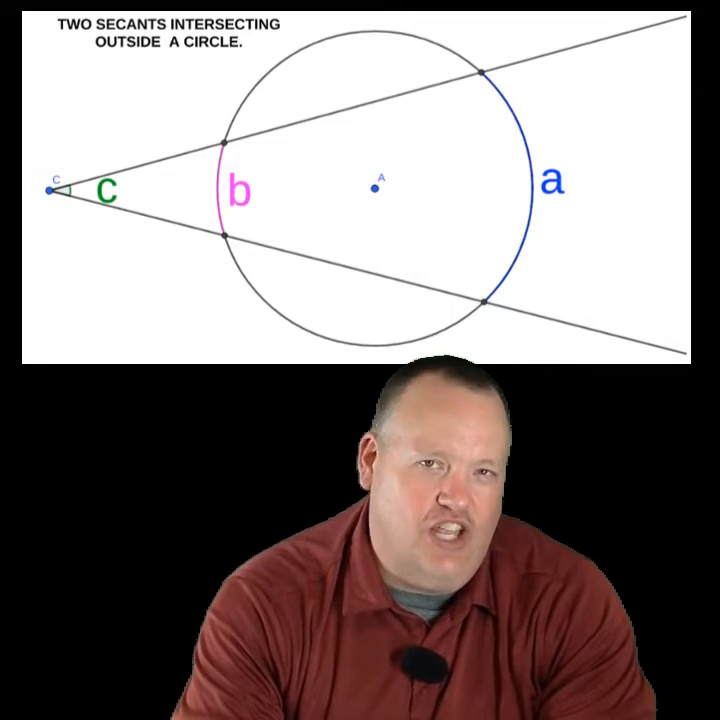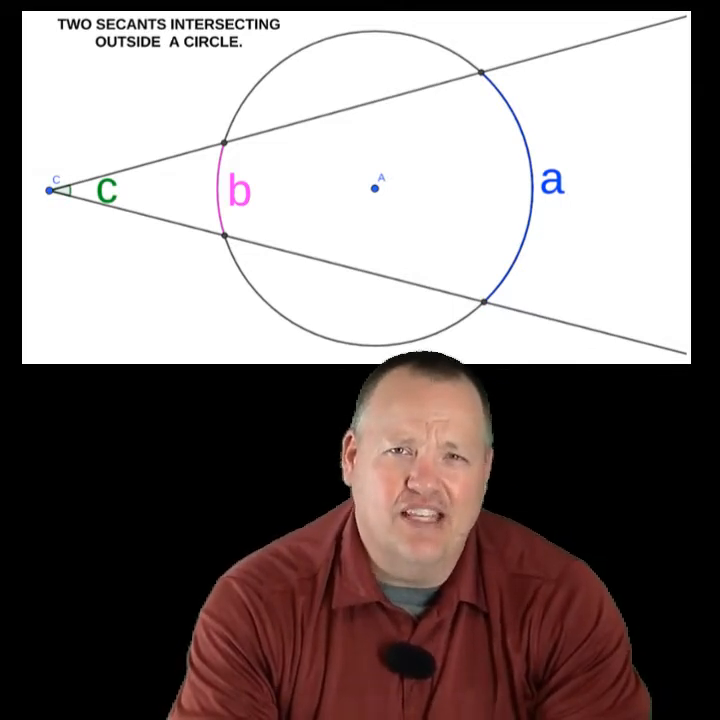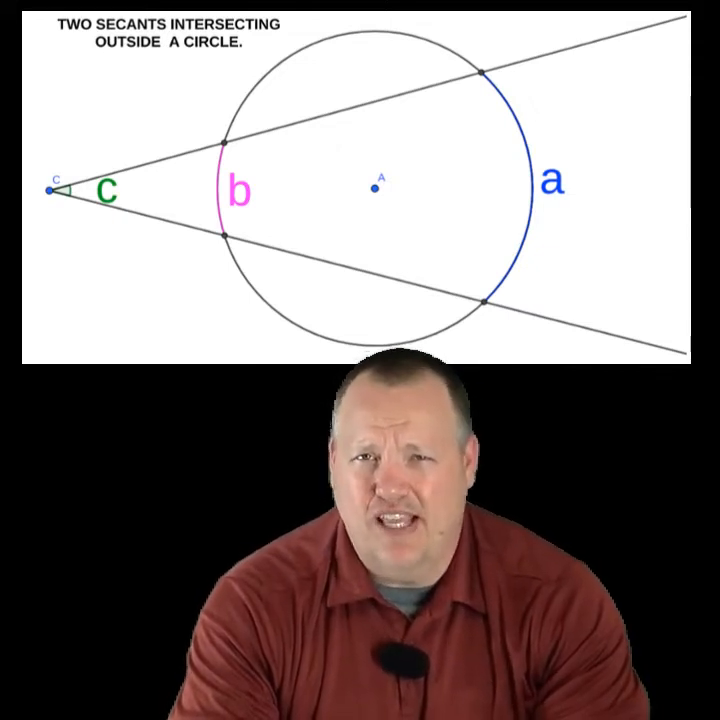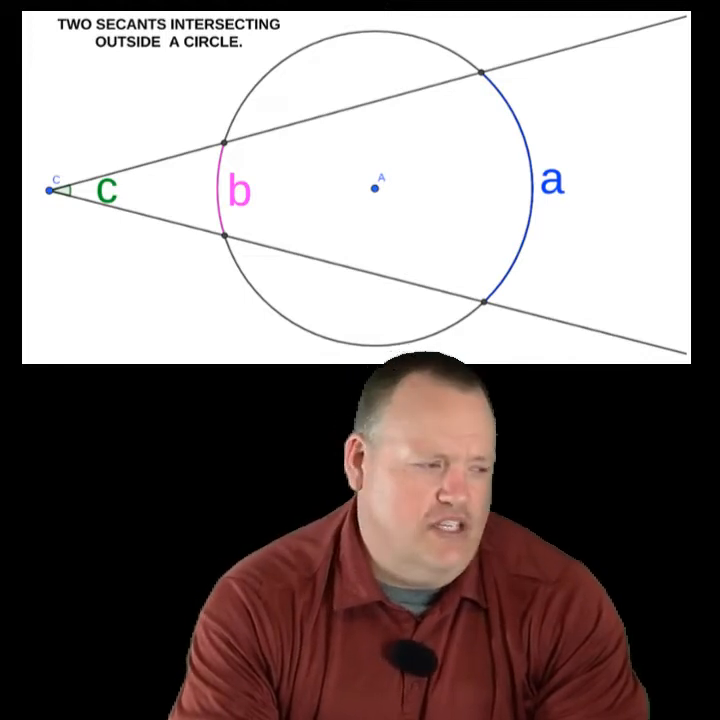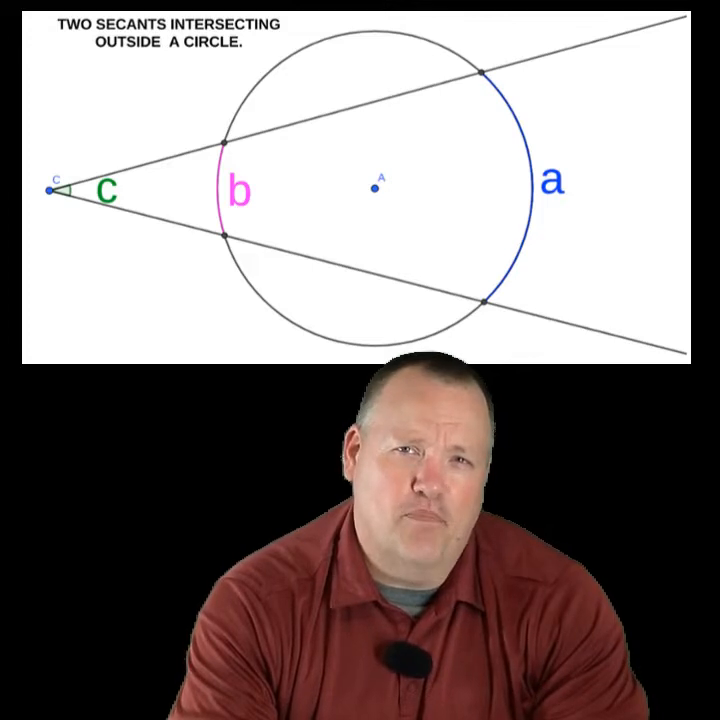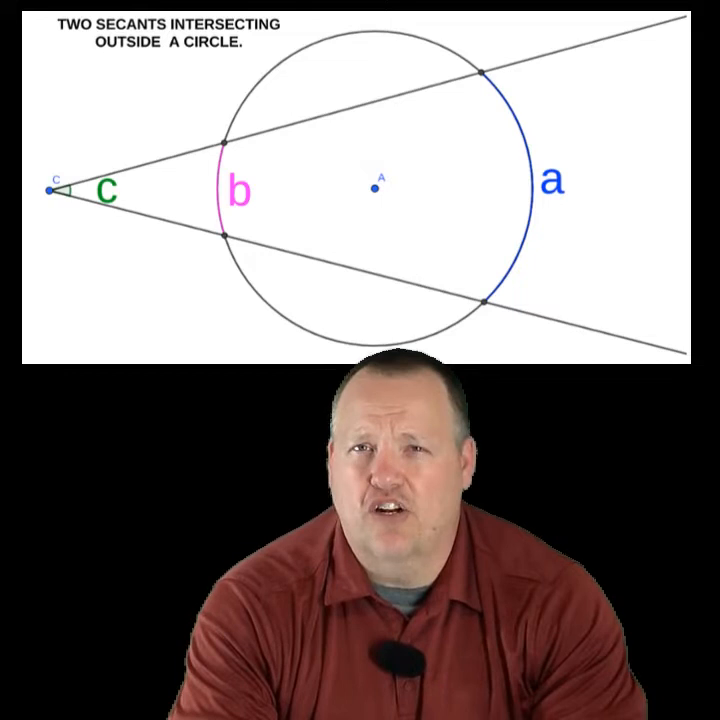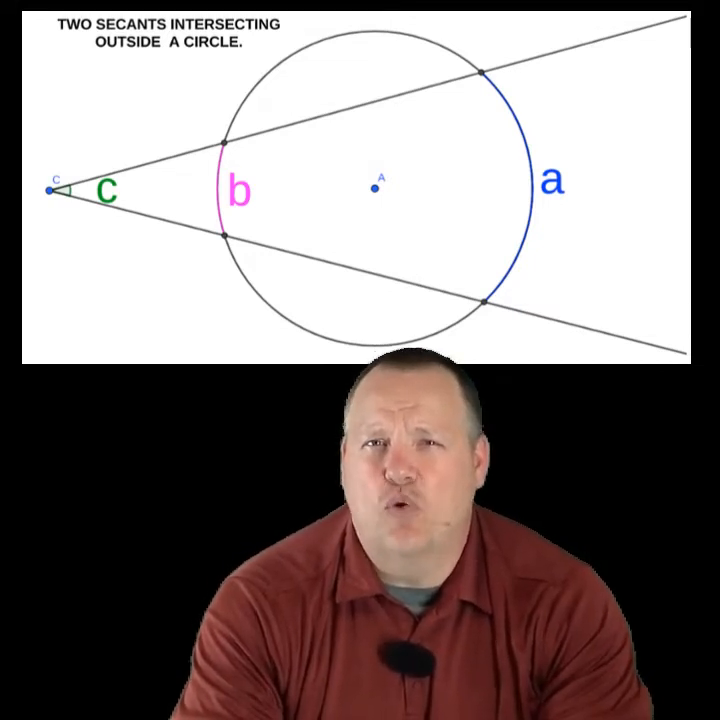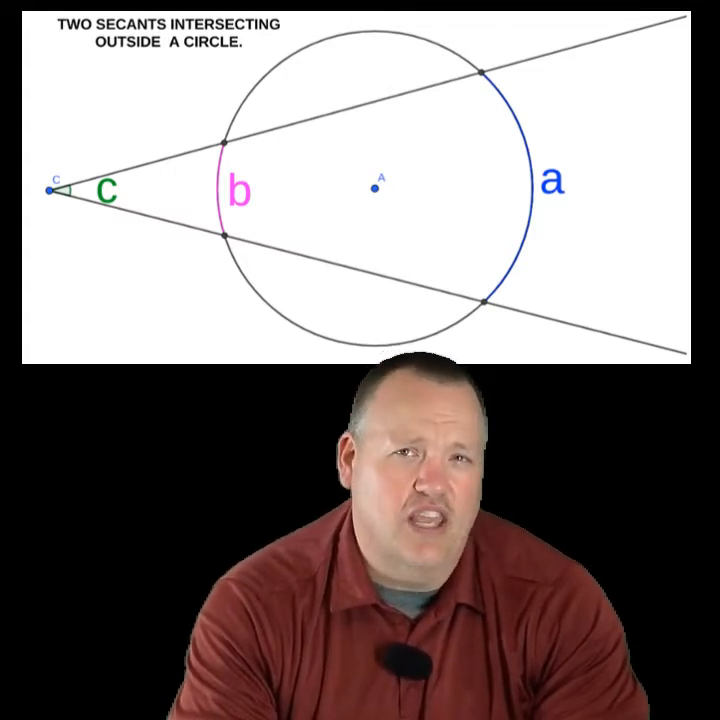As you take a look at it, there is a green angle C sitting outside of the circle, and that's where the two secant lines meet, and they intercept the circle in two places. One, you see with the pink arc B, and then the blue arc A. Those are the two arcs that are intercepted by those two secant lines. What I want you to do now is tell me the equation that describes the correct relationship between the angle C and the two arcs A and B.